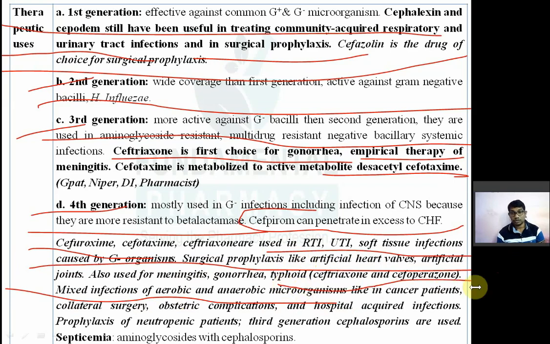So ceftriaxone is a drug of choice in typhoid. Again, ceftriaxone is a drug of choice in gonorrhea. Again, they are used in mixed infection like aerobic and anaerobic microorganisms, like in a cancer patient, then colorectal surgery, obstetric complication, hospital-acquired infections. They are also used in the prophylaxis of neutropenic patients. Third generation cephalosporins are used. In septicemia, aminoglycoside along with the cephalosporin are used to treat the septicemia.